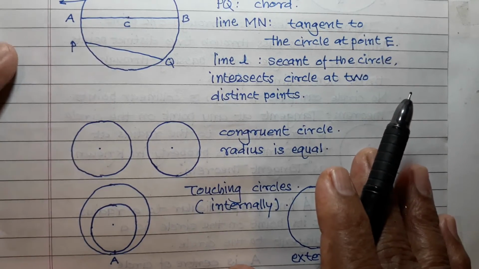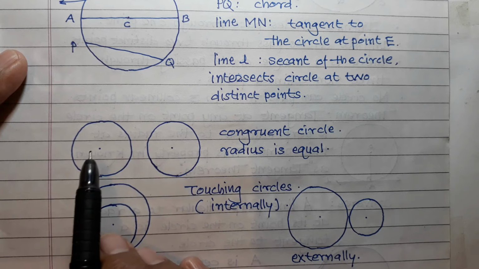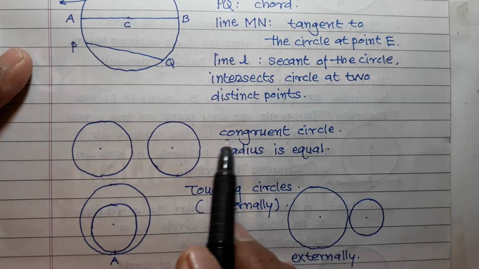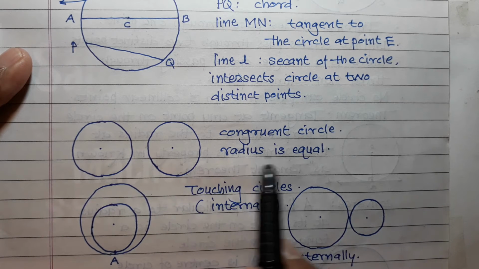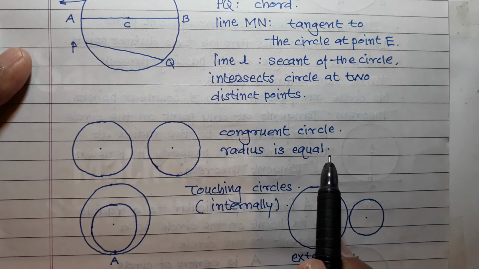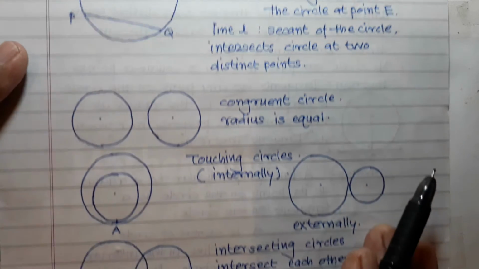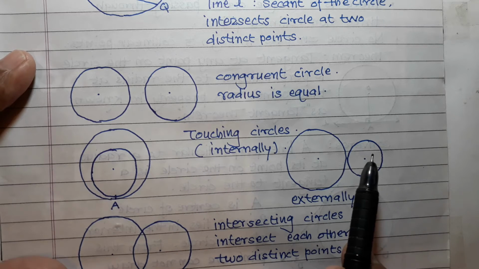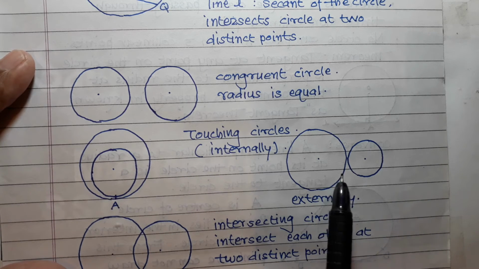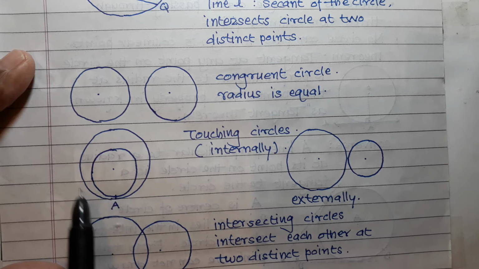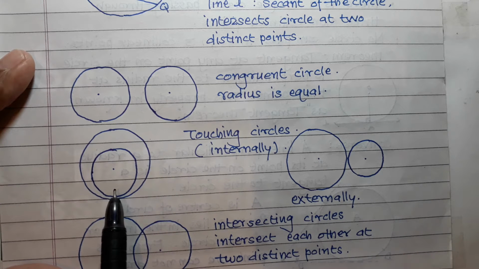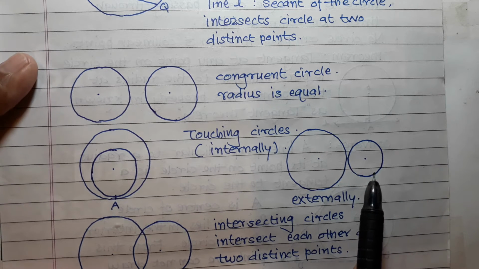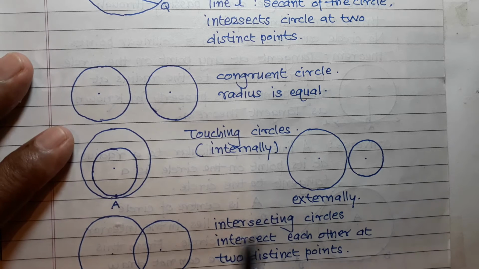Then these two circles are congruent circles. If two circles are congruent, then their radii are equal. Okay. Now, touching circles. There are two types of touching circles, internally touching and externally touching. This is the internally touching circle and this is the externally touching circle. Okay.